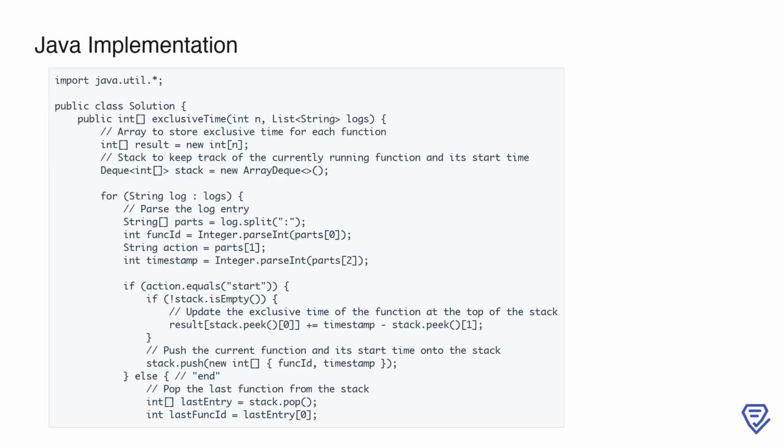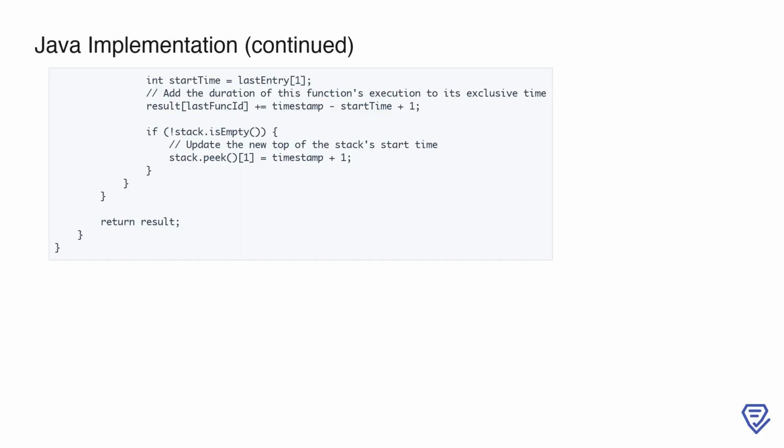Then, we push the current function and its start time onto the stack, effectively marking it as the active function. If the action is end, we handle the completion of the function. The last function is popped from the stack, and its execution duration is calculated as the difference between the current timestamp and its start time, plus 1 to include the ending moment.